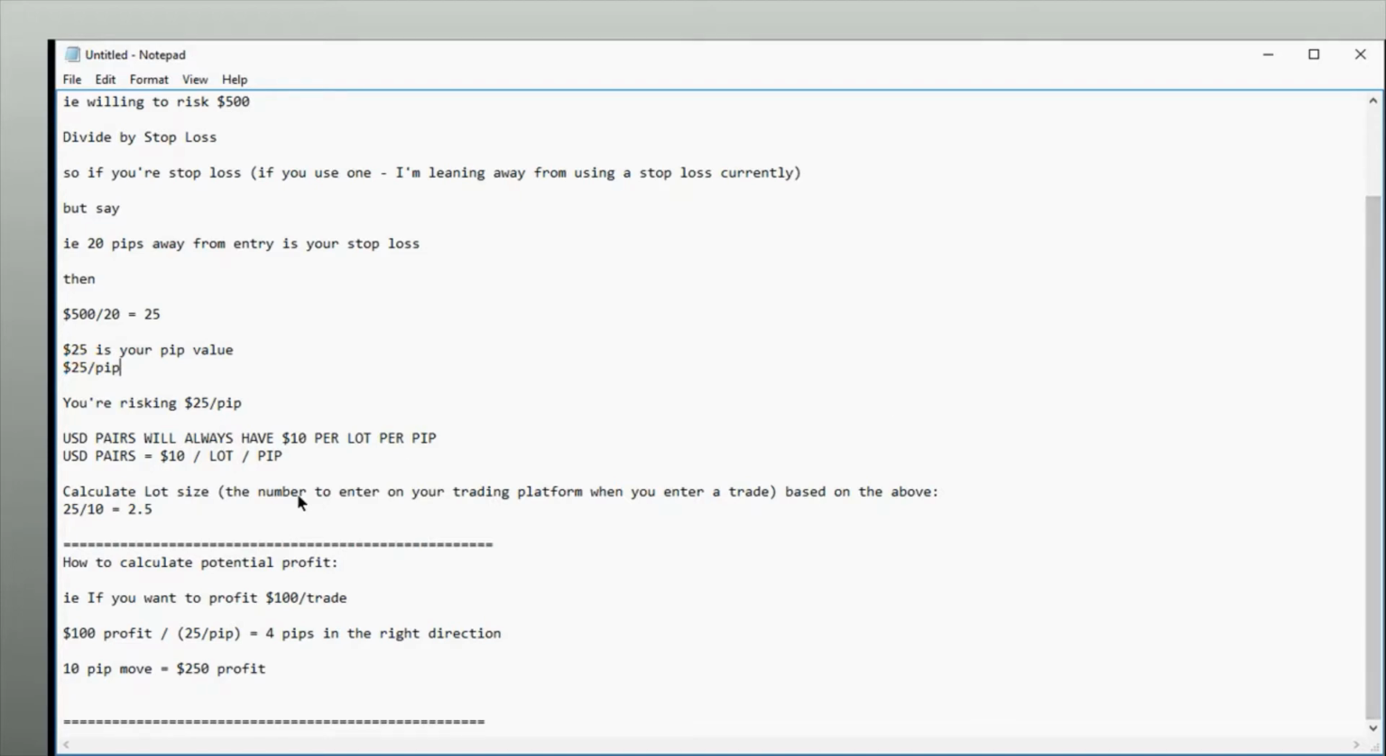With that information, you're also able to see your potential profit. We know how much we could potentially lose here, and we also know how much we could potentially profit. If you want to profit $100 per trade, then $100 divided by how much you're earning per pip if it moves in your favor, is 100 divided by 25, which is 4 pips in the right direction for a $100 profit. A 10 pip move would be a $250 profit.